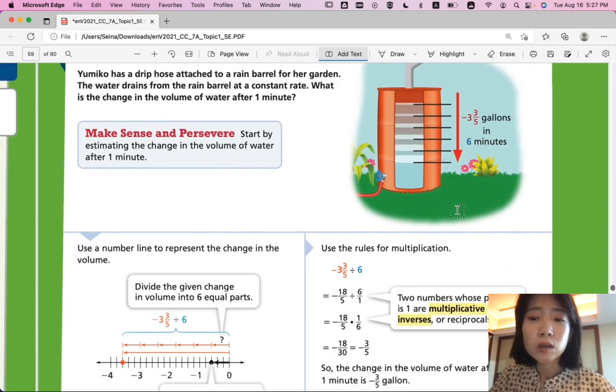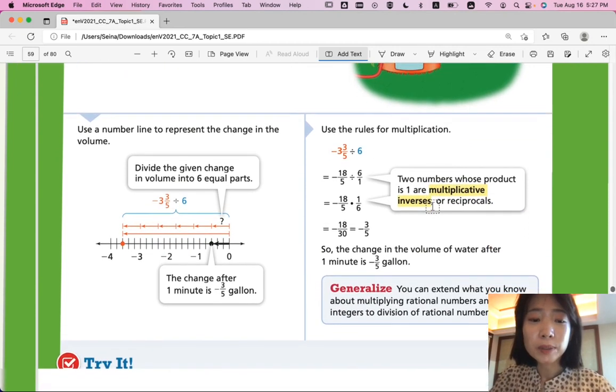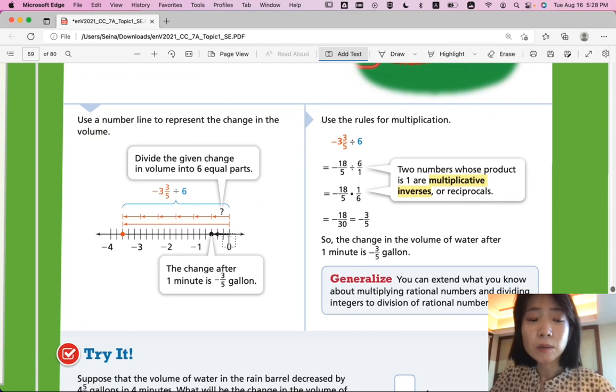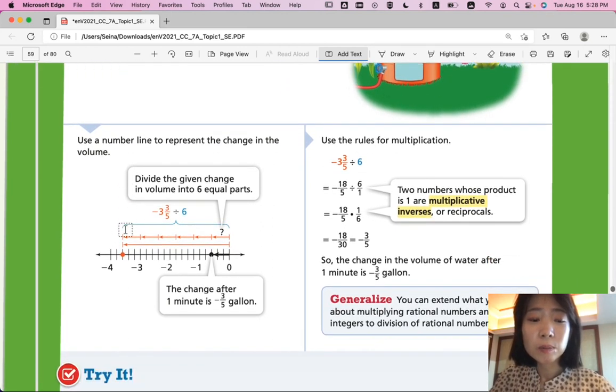You can use a number line to represent the change in the volume. You can start from 0 and represent negative 3 3/5 and divide it by 6 to get 6 equal parts, and each part will represent negative 3/5 gallons. So the change after 1 minute would be negative 3/5 gallons.